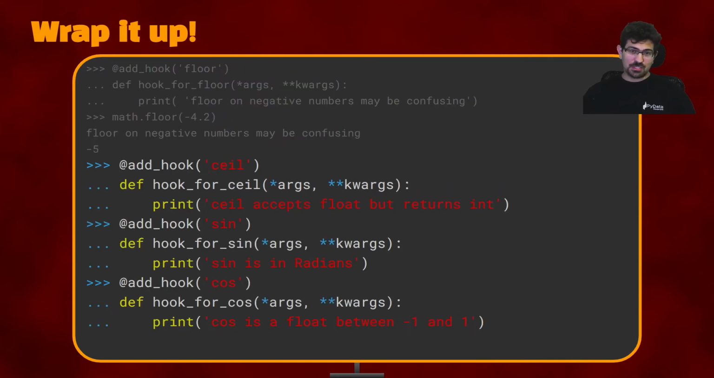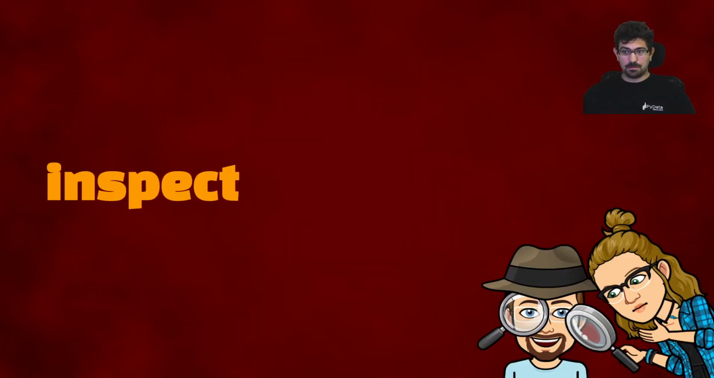So now we can just build our personal code companion for the math module. For example, for the ceil, it prints ceil accepts floats but returns ints. For the sine, it says sine is in radians, and so on and so forth for the cosine and every function inside the math module.